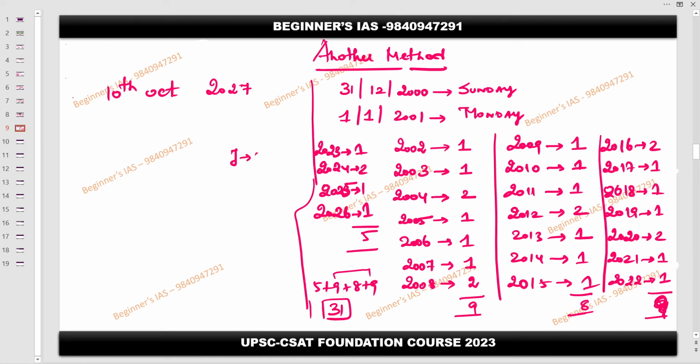Month wise. January 3. Then the first 6 months contain 6. Then July 3, August 3, then September 2, October 10. So add everything. Twenty-four. If you divide this by 7, you get 2 and the remainder will be 6.